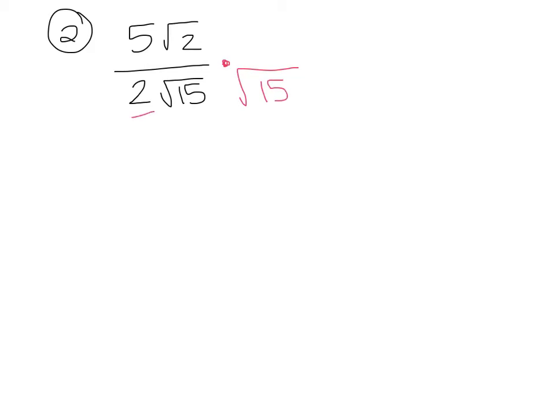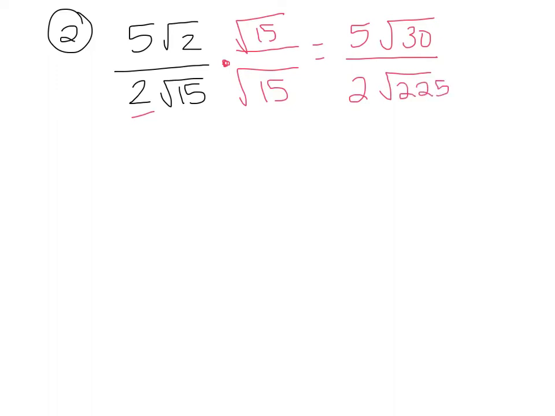I don't care about that 2 there, because I can have a number on the bottom. I just can't have a square root sign. If you do something at the bottom, you've got to do it to the top. So on top you have 5 square root of, now 2 times 15 is 30, over, now on the bottom you have 2 times the square root of 225.